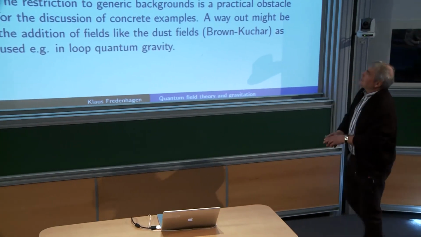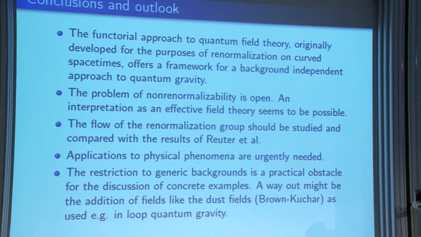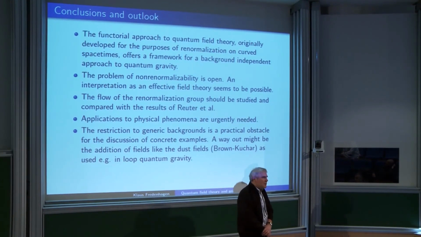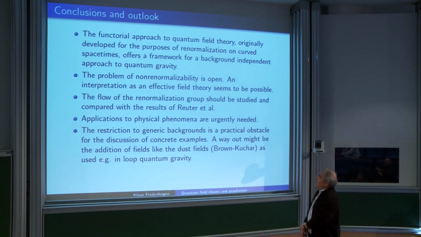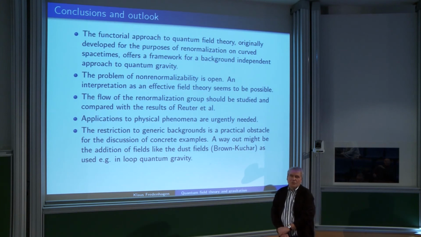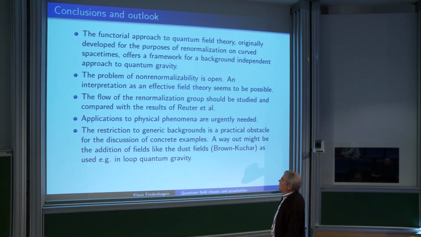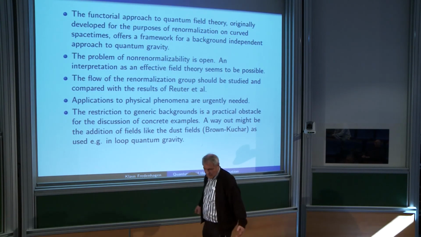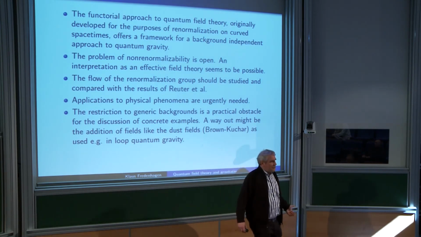Okay, so I come to the end. I've tried to explain how this functorial approach to quantum field theory works. This was originally developed for the purposes of renormalization on curved spacetime, but in principle it also allows a framework for a background-independent approach to quantum gravity. Of course, this does not change the problem of non-renormalizability, which means that you can perform everything step by step, but you get new terms in the Lagrangian in every order. So in this sense, it's non-renormalizable, but I think it's probably possible, nevertheless, to interpret this theory in the sense of effective field theory.